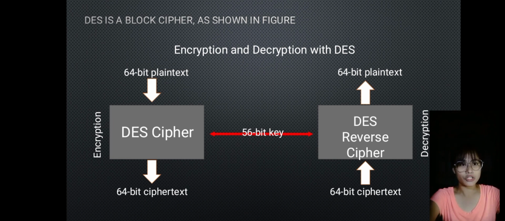Data Encryption Standard is a block cipher, as shown in the figure. This is data encryption and decryption with DES. They have a 56-bit key. On the right side, they have a 64-bit plaintext and also a 64-bit ciphertext, which is the DES cipher, as seen in the DES reverse cipher.